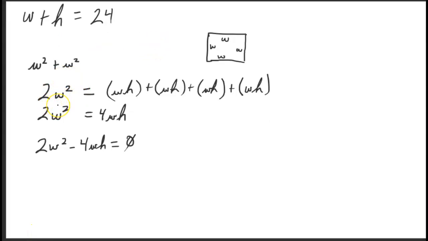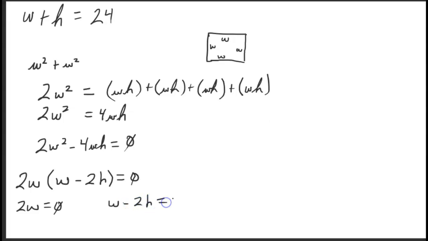If my 2W squared is the total area of the floor and the ceiling, and my 4WH is the total area of the 4 walls, and they're equal, if I subtract one from the other, it's going to be 0. So let's factor. I can factor out a 2W, and I get W minus 2H equals 0. Does that make sense? So that means that either 2W equals 0 or W minus 2H equals 0.